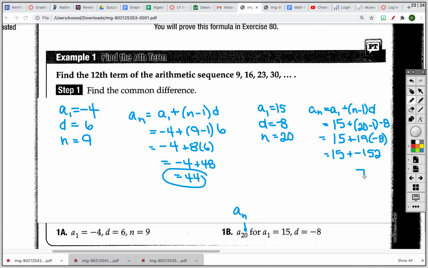And that's negative 137. Double check my math with the calculator. But that looks right. Yes. Negative 137 is the 20th term in this arithmetic sequence, where the first term is 15 and the common difference is negative 8. So you'd start with 15, subtract 8 each time. The 20th term is going to be a negative 137.